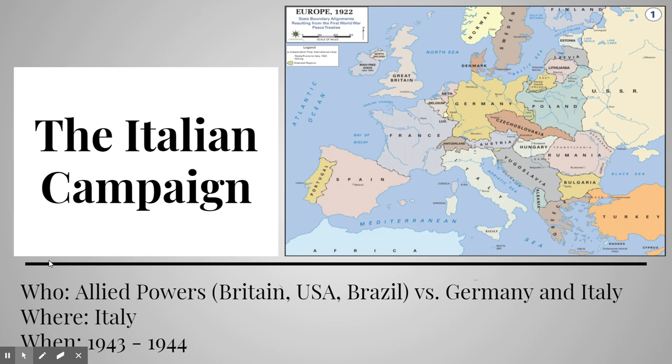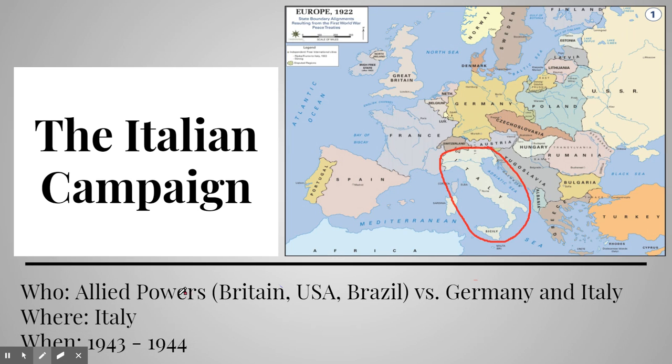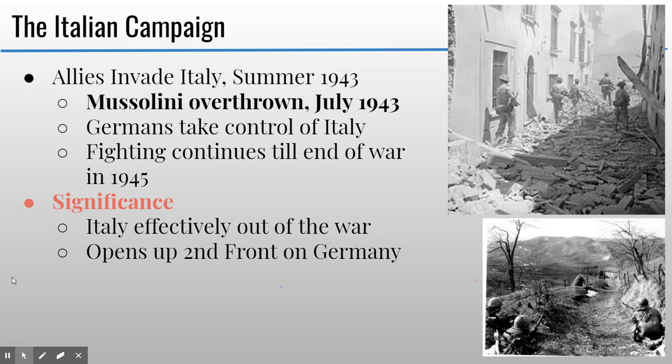The Italian campaign then follows the North African campaign. The Italian campaign is going to be focused, obviously, in Italy and Sicily. It is going to be the Allied powers, some of the countries are Britain, the United States, and even Brazil, versus Germany and Italy. At first, the Allies invade Italy in 1943, and they begin working their way up the Italian peninsula, and it eventually leads to the Italian people overthrowing Mussolini, their dictator, in 1943.